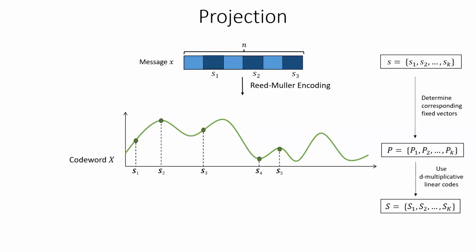And then we use demultiplicative linear codes to extend these fixed vectors to a set of code word coordinates of length capital K. Now, the idea behind using a demultiplicative linear code is that if we were to evaluate the polynomial of degree d over these k coordinates, then it would form a robust encoding of the evaluation of a polynomial of degree at most d for the fixed vector coordinates. And these fixed vector coordinates correspond to the projected message.